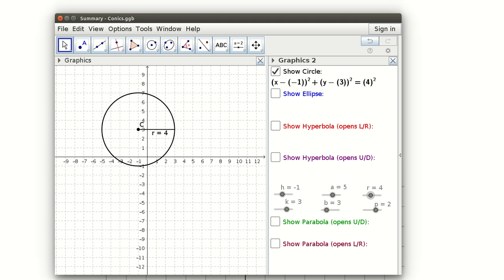Now to graph this, we're going to start with the center. H equals negative 1, k equals 3, and then of course r equals 4. Don't worry about the others. We're graphing circles right now, so that's selected. And there's the graph of our circle. The center is at negative 1, 3, and the radius is 4.